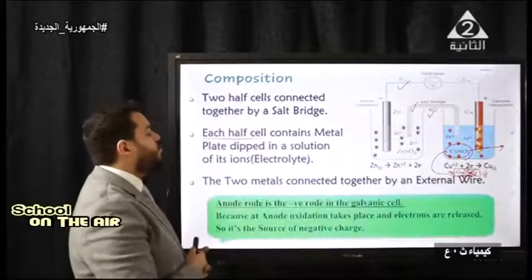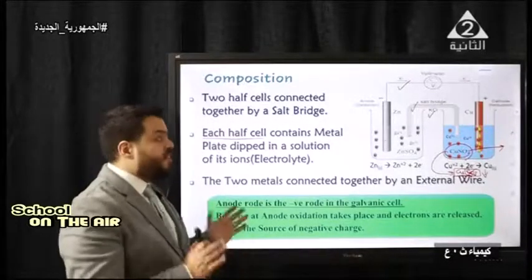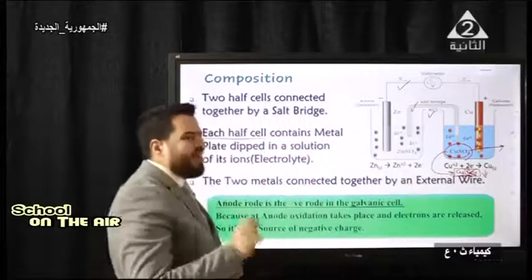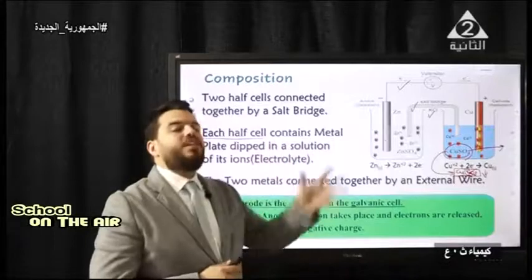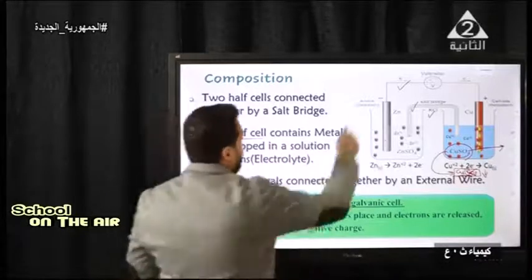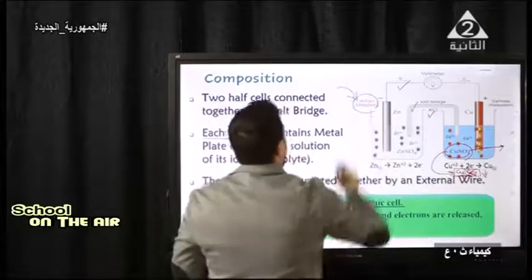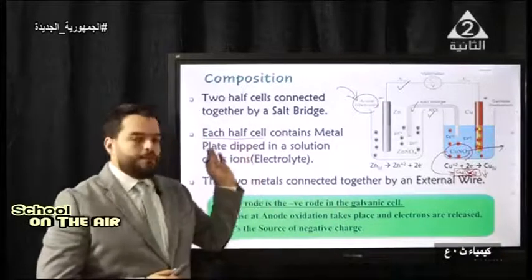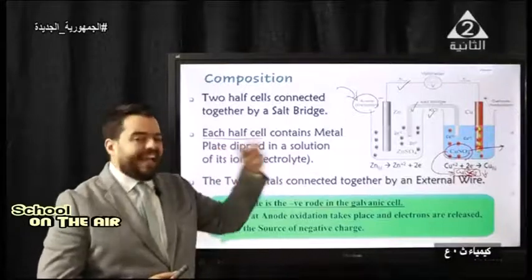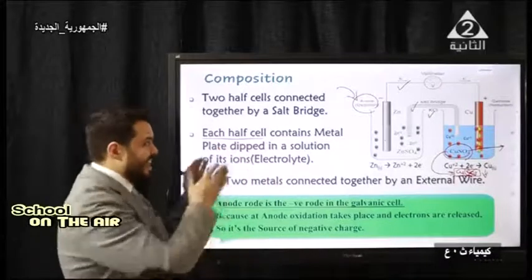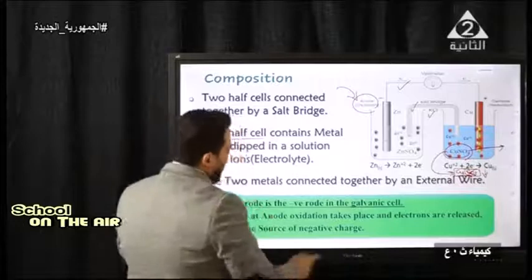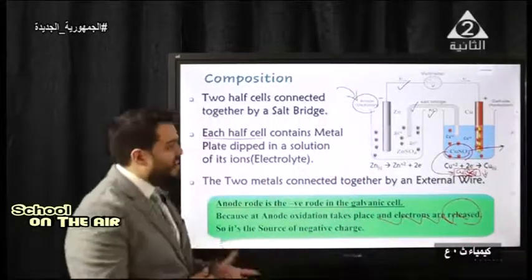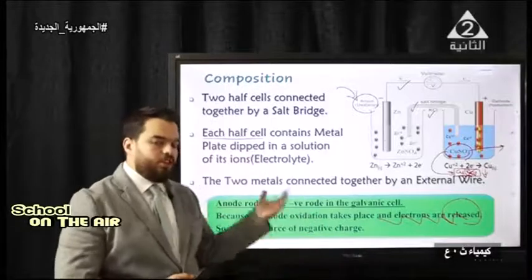Okay? How does the galvanic cell work? First of all, the anode is losing electrons, so it is the source of negative charge. So you can be asked, why is the anode always a negative pole or a negative rod in the galvanic cells? Because at the anode, oxidation takes place and electrons are lost and released. So it is the source of negative charge.